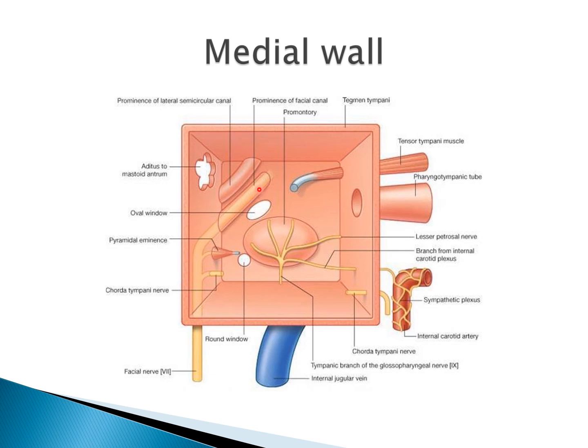Then above the oval window, there is a fallopian bony canal, which is the facial canal which bears the facial nerve, and it is present between the bulge of the lateral semicircular canal above and the oval window below.